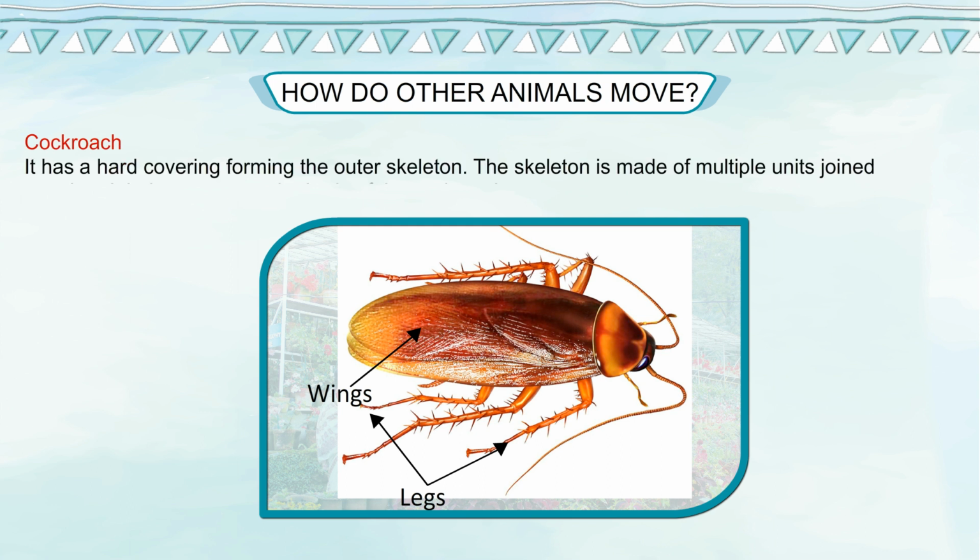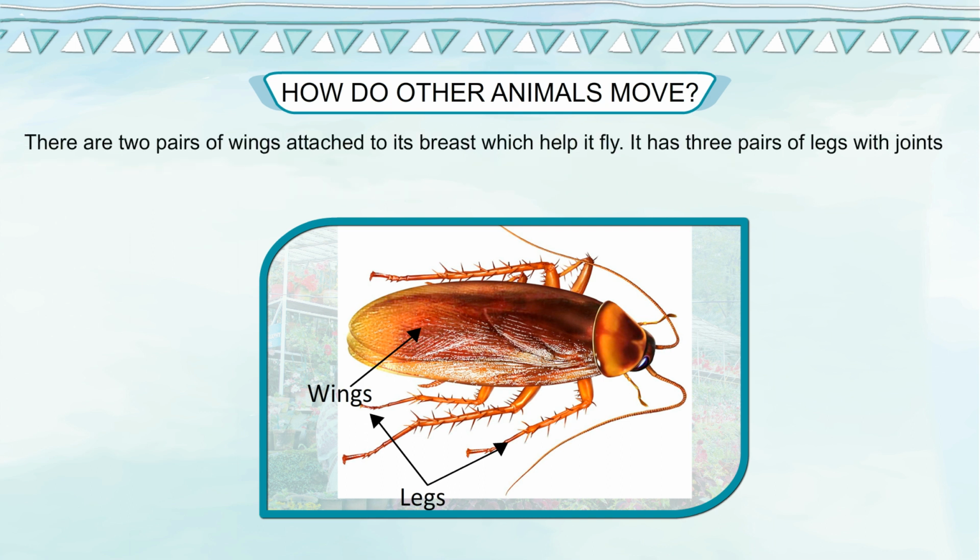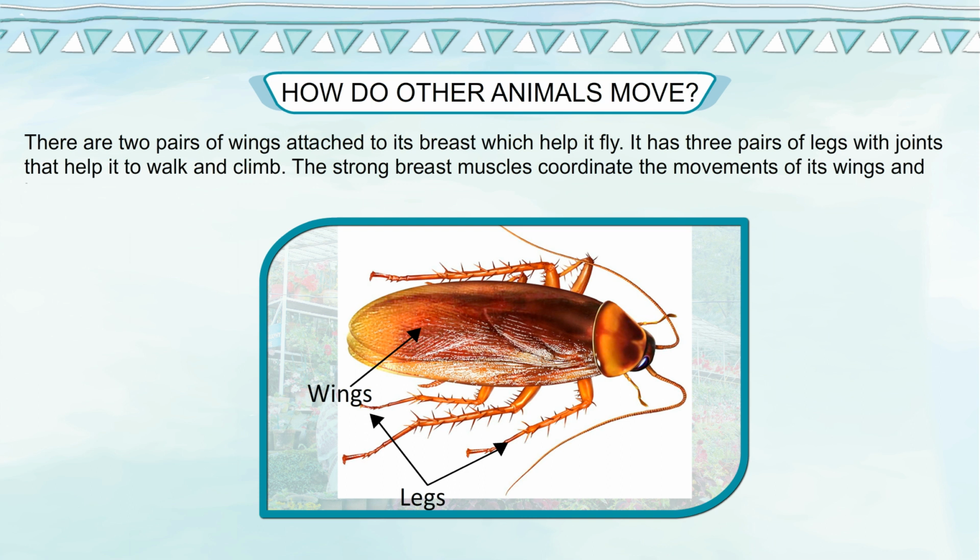Cockroach. It has a hard covering forming the outer skeleton. The skeleton is made up of multiple units joined together. It helps to protect the body of the cockroach. There are 2 pairs of wings attached to its breast which help it fly. It has 3 pairs of legs with joints that help it to walk and climb. The strong breast muscles coordinate the movements of its wings and legs.